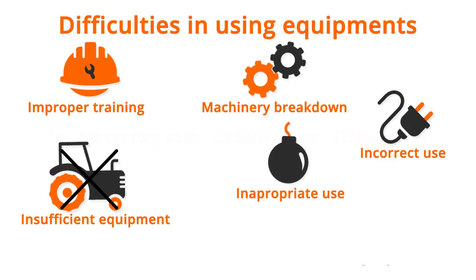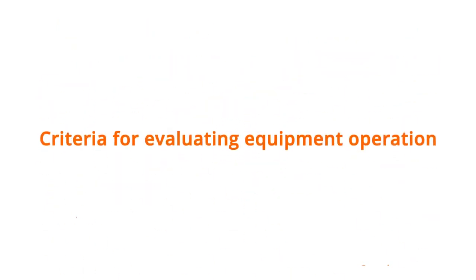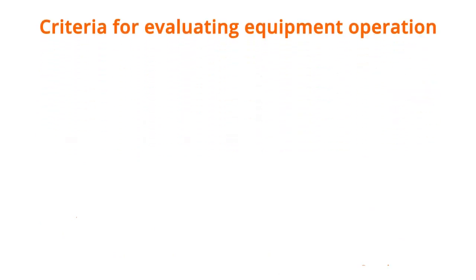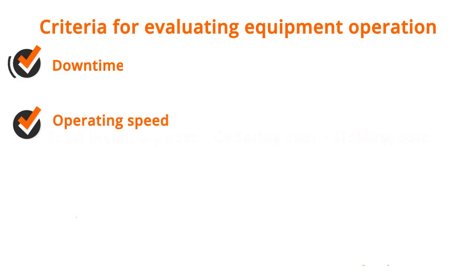So how then do we determine equipment efficiency or realize the optimum value of the equipment? The criteria we'll be using to evaluate equipment operations would be: 1, downtime, the time during which a machine is out of action or unavailable for use. Secondly will be the operating speed. The actual operational speed is lower than the design speed or minor stoppages. The third one, defect rate.